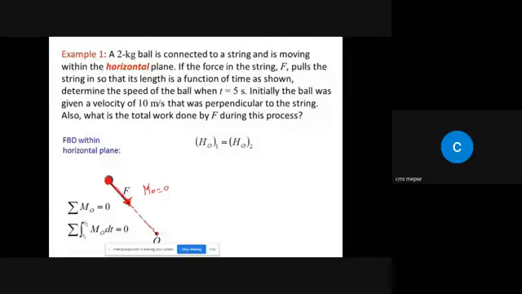According to the principle of transmissibility, if we move the force over here, the force is actually acting at this point. We can move the force along its line of action. If it doesn't have any other component, the moment about point O due to this force will be 0. So the summation of moment due to all forces is equal to 0.